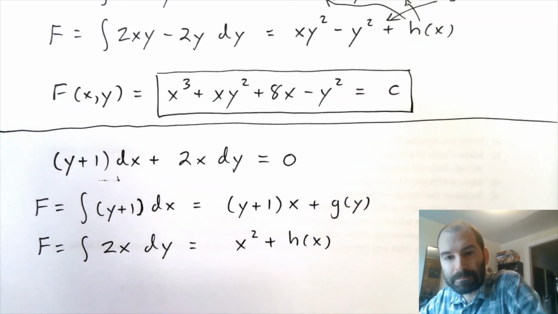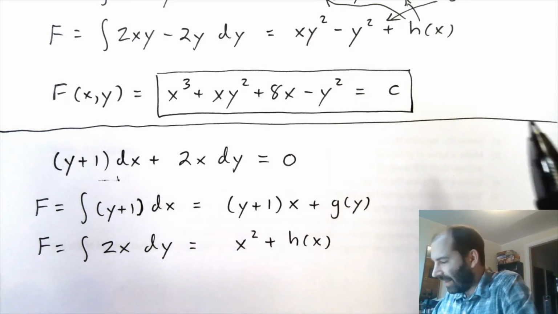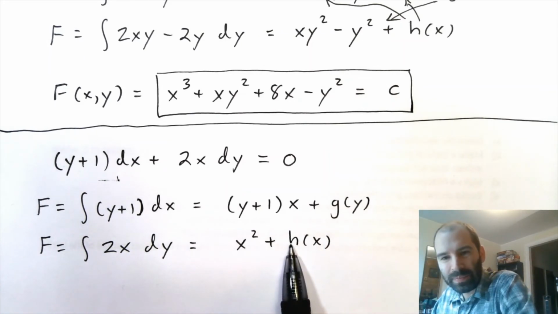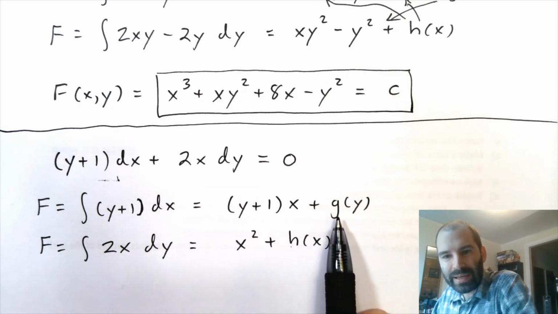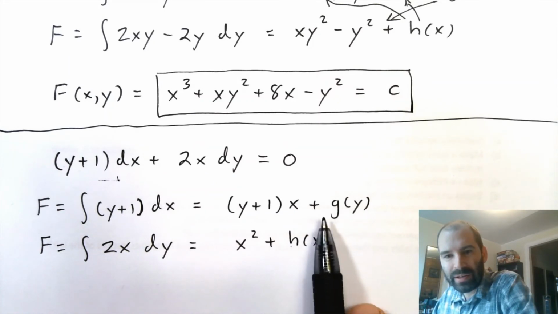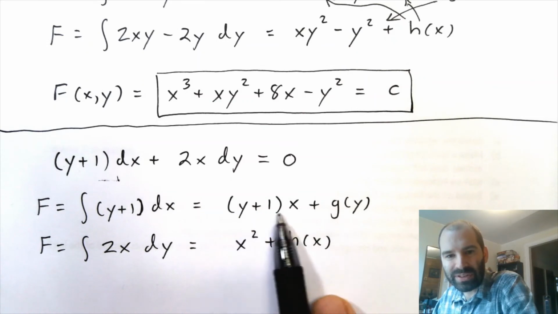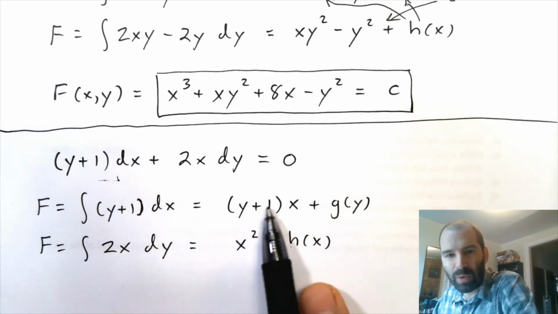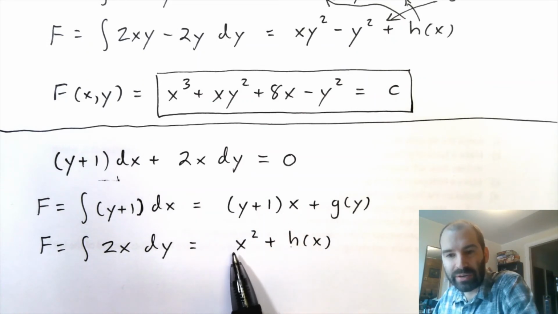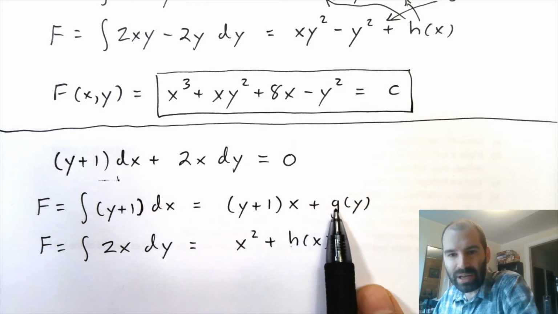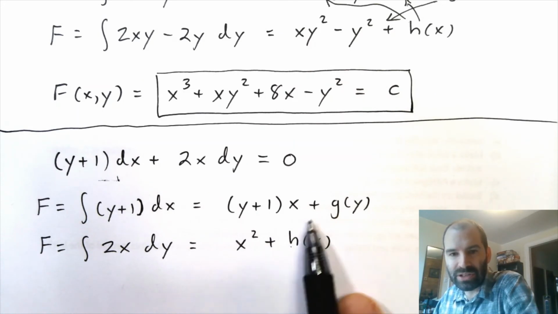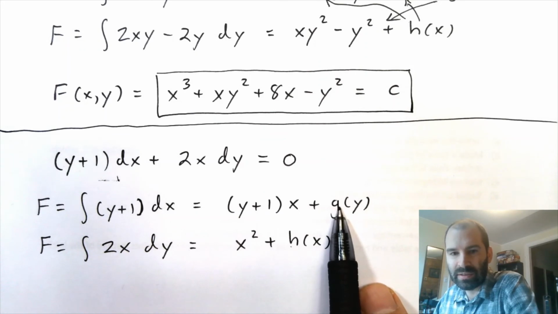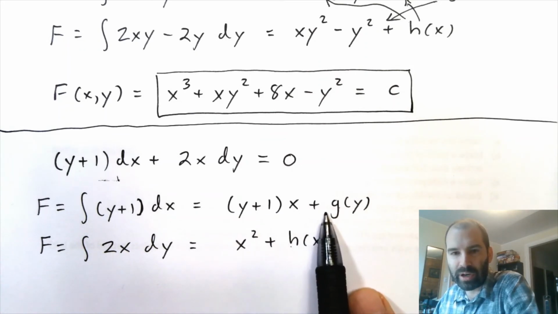Okay, and now here's where you may have had a hard time, right? How are these going to be equal? Well, I need the g of y to accommodate what's not up here. But one of the things that's not up here is the x squared. I can't accommodate x squared with g of y because g of y is a function of y, not x. So I'm in trouble. This can't work.